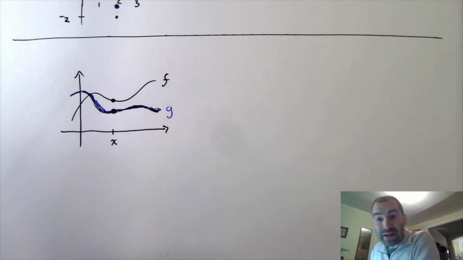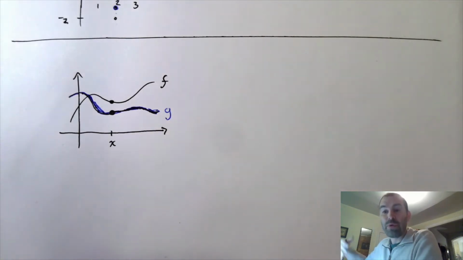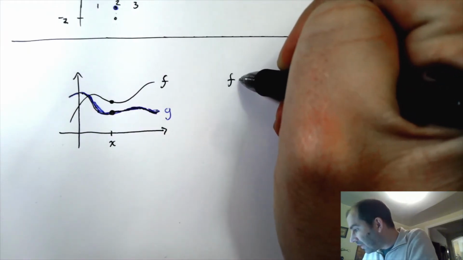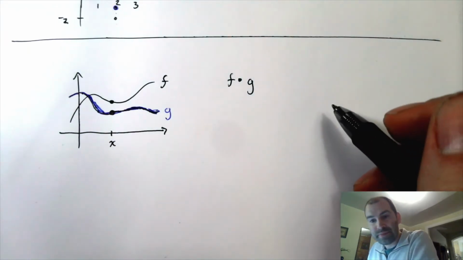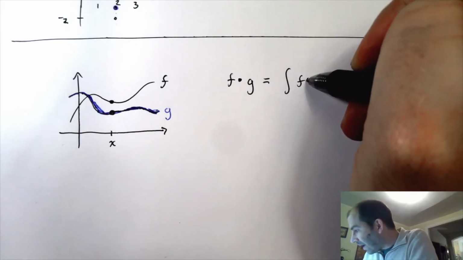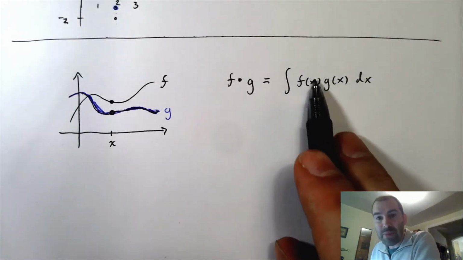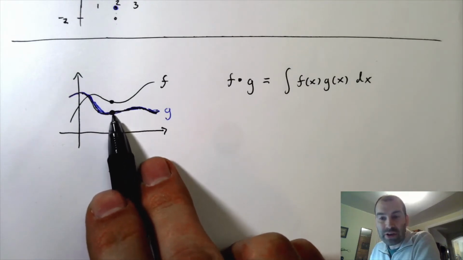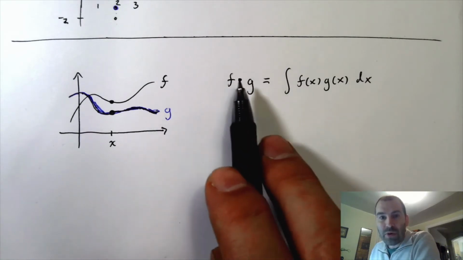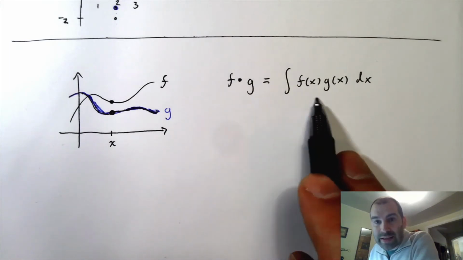But we know how to deal with this in calculus. When we have to add up across an interval, we move to the idea of an integral. So if I want to take f dot g, I can think of that as the integral of f of x times g of x dx. This is like multiplying the functions together for each x and then adding those all up. And so a dot product extends to the realm of functions as this integral.